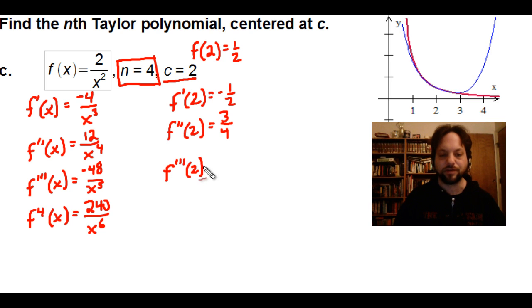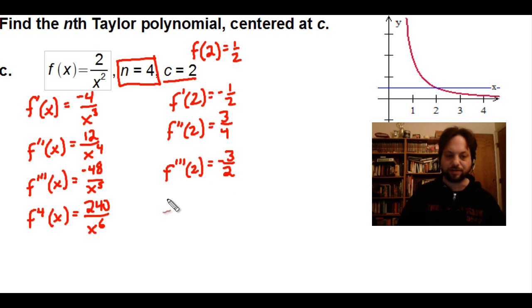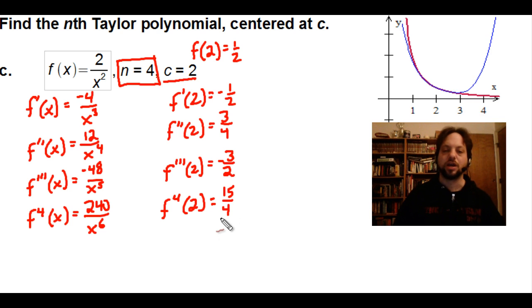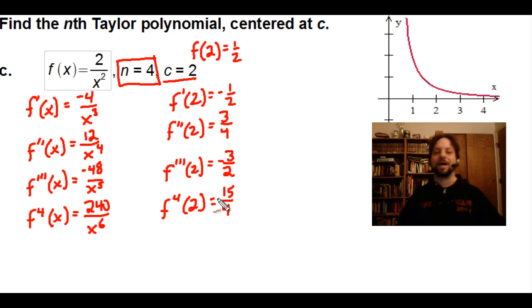The third derivative evaluated at 2. Starting to get real nasty, but actually the fractions are reducing quite nicely. That's negative 3/2. And then finally, our fourth derivative evaluated at 2 is going to give us 15/4. So, what is my Taylor polynomial going to look like here?